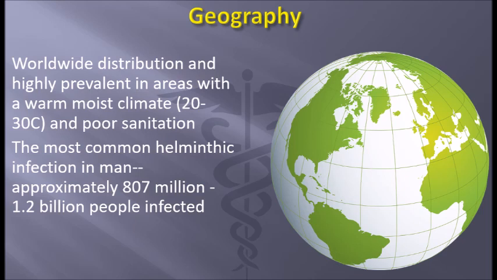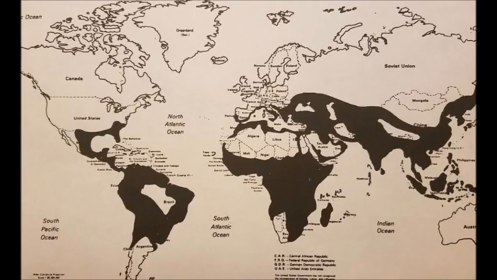Geography. It's got a worldwide distribution and is highly prevalent in areas with a warm, moist climate from 20 to 30 degrees C and poor sanitation. It is the most common helminth infection in humans. Approximately 807 million to 1.2 billion people are infected. And this map gives you an example of areas of the world where it's most likely found.